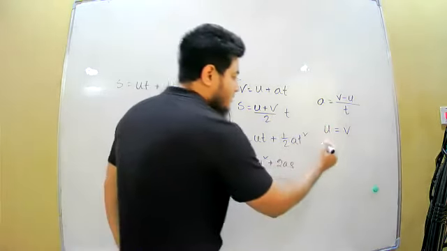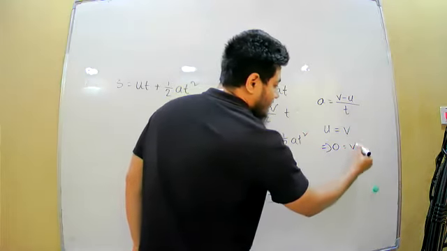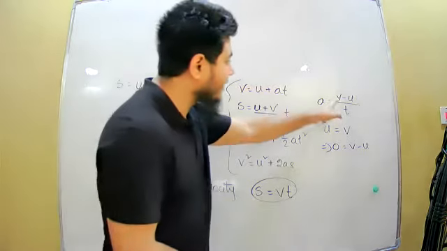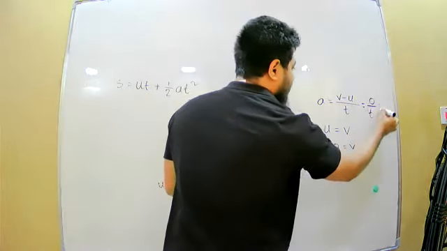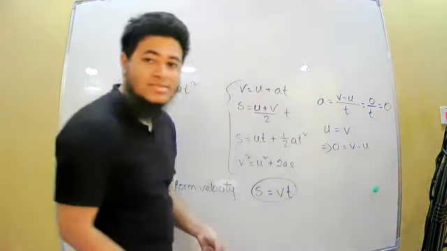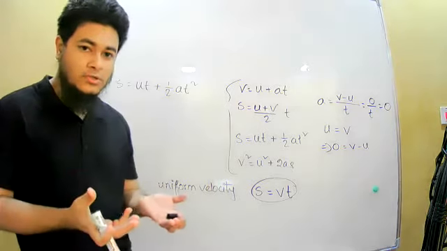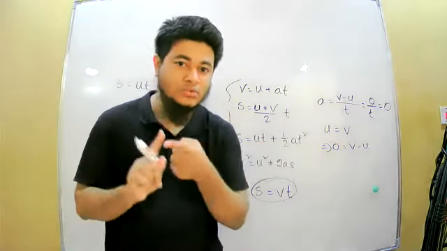So from here, if I move u to that side, it becomes v minus u is equal to zero, correct? So if v minus u is equal to zero, then zero divided by t is equal to zero. That means the acceleration is going to be zero. I have shown you mathematically that the acceleration is zero when there is uniform velocity.